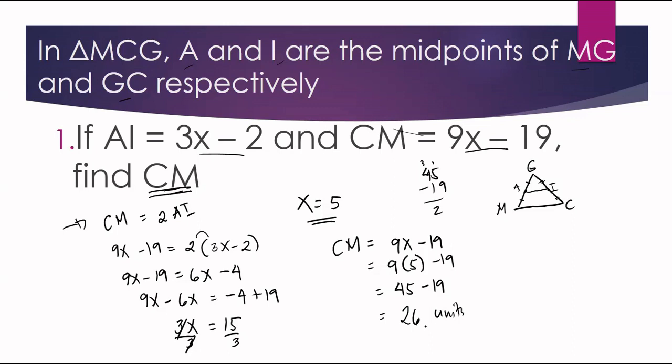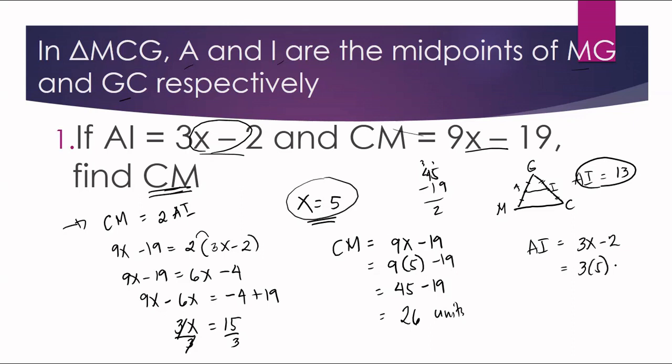Now just to check, if CM is 26, half of it is the measure of AI. So what is half of 26? Half of 26 is actually 13. And if we are going to solve, AI is equal to 3x minus 2, substituting the value of x, which is 5. So we have 3 multiplied by 5 minus 2. 3 times 5 is 15. And 15 minus 2 is 13. So we are correct that the value of AI is 13 and the value of CM is actually 26.